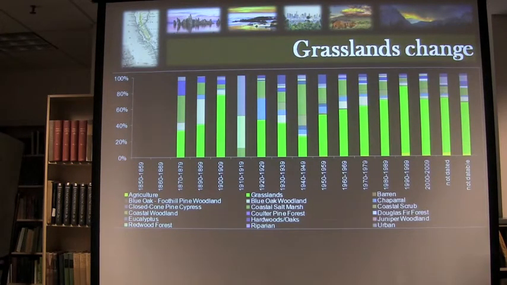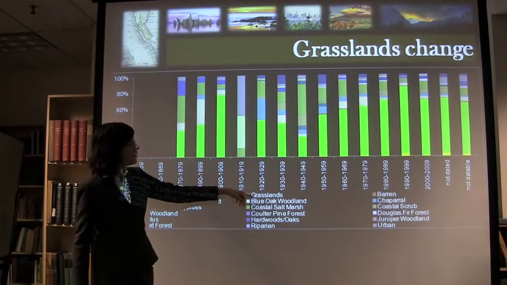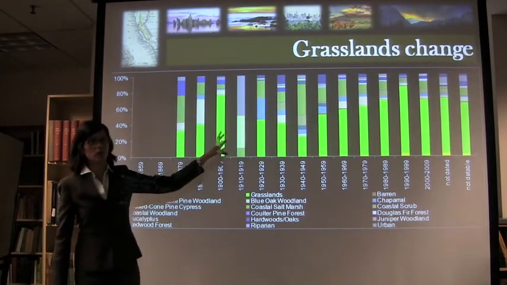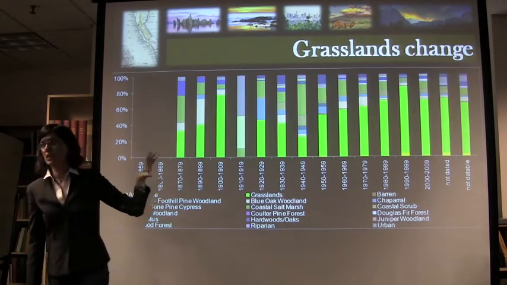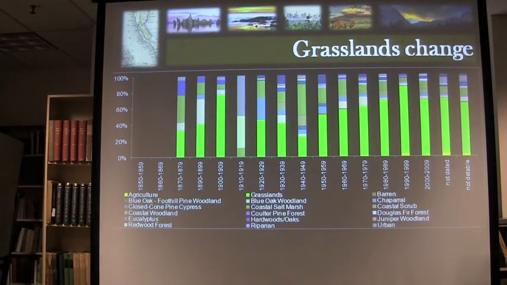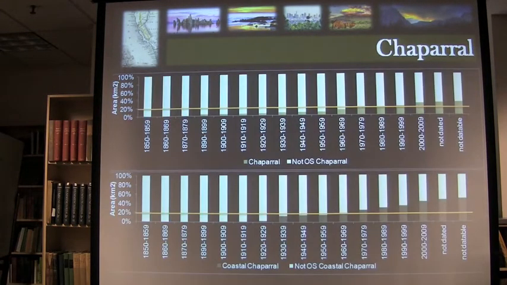The grasslands actually showed, basically, they stayed the same. So grasslands were quite comfortable about it. The agricultural change is what we're not so comfortable about.